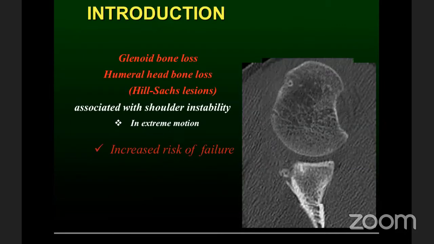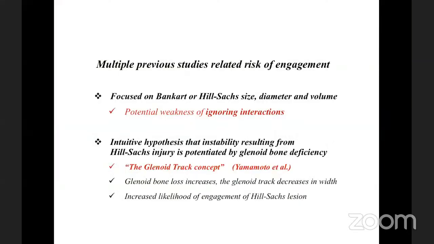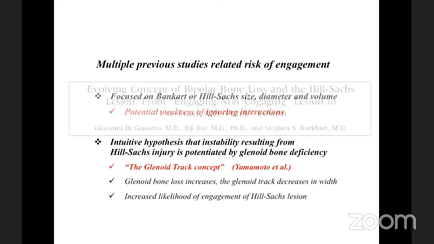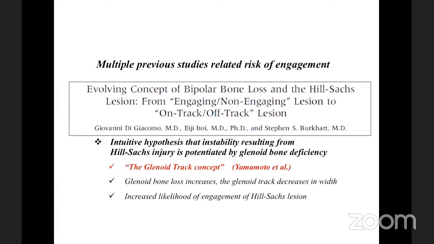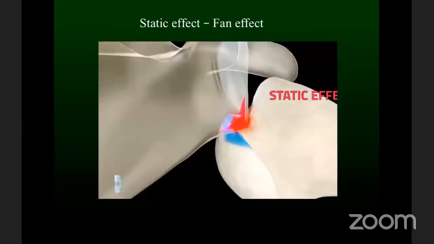Because there is a translation, the glenoid bone loss anteriorly plus the humeral head bone loss lead to additional instability. There are multiple previous studies related to engagement and non-engagement of Hill-Sachs lesions, which ignored the interaction. However, the glenoid track concept, popularized by Yamamoto and then studied again by Dr. Gianni Giacomo from Italy, found a good hypothesis that Hill-Sachs lesions are potentiated by glenoid bone deficiency, which will lead to an increase in Hill-Sachs engagement, or on-track and off-track lesions, which they described in their article.